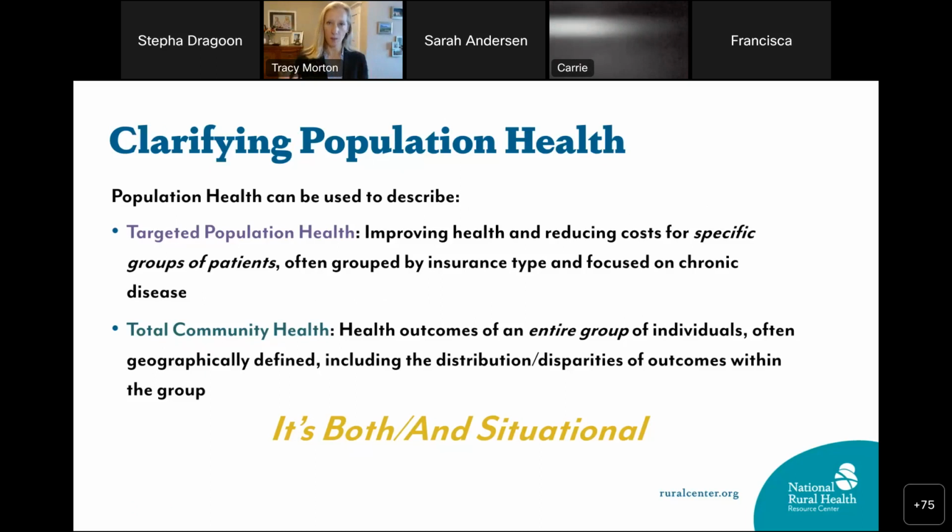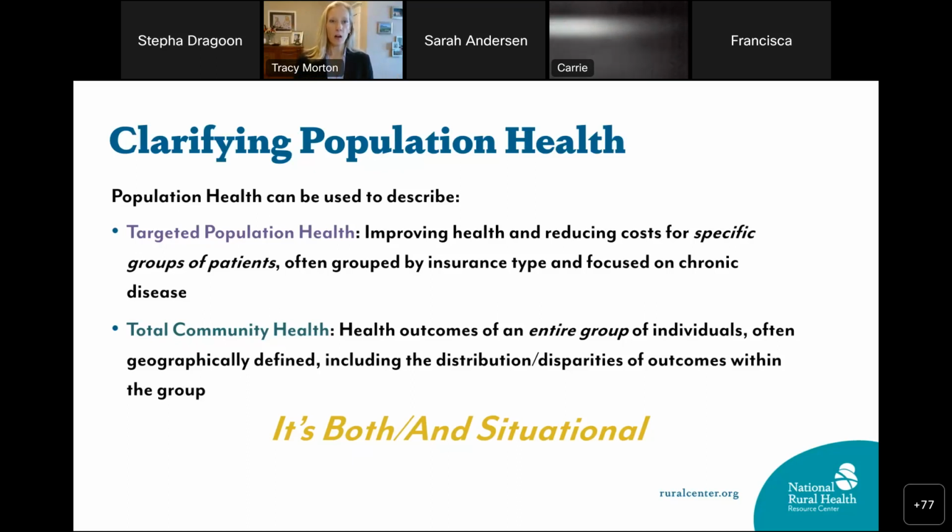So very targeted group of individuals, very, very specific. Now, total community population health is looking at the outcomes of an entire group of individuals in a community, often geographically defined, and then looking at the distribution of health status or outcomes within that group.